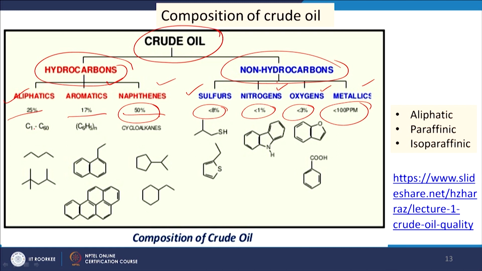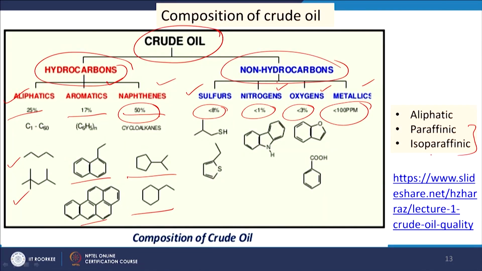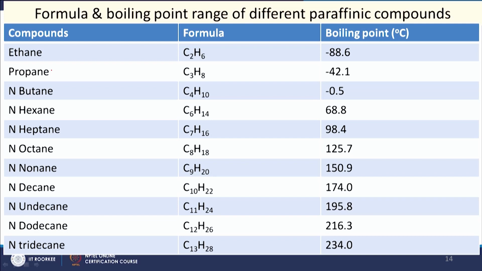And these are the molecular structures of the different types of hydrocarbons present in it. This is an aromatic ring, and it has some naphthenic rings, naphthenes. So, aliphatic compounds and paraffins are basically present in the crude oil, and isoparaffinic compounds are also present in large amount. So, paraffinic and isoparaffinic are both present in asphaltics. Now, we will see some examples of this.